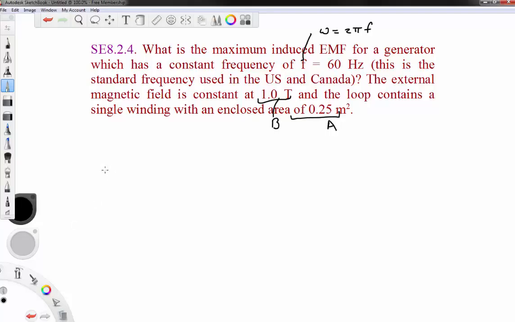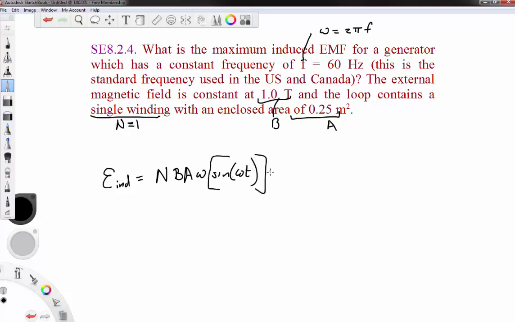Well, the induced EMF in general is N B A, and we have a single winding, so N is equal to 1. So N B A times omega sine omega t. Okay, we want the maximum, so the maximum value for sine is 1. So therefore, the maximum induced EMF is N times B times A times omega.